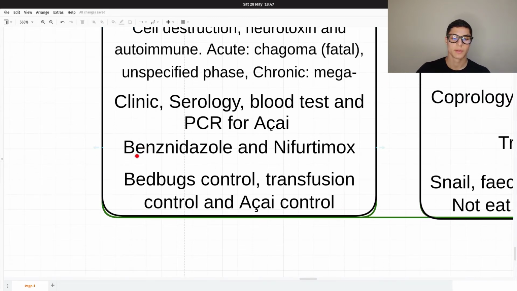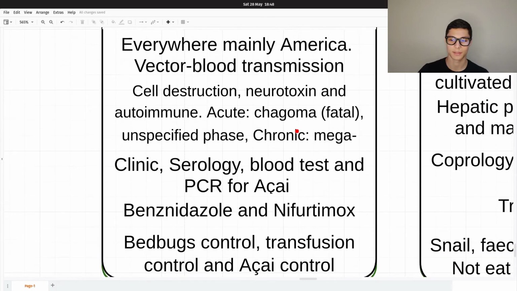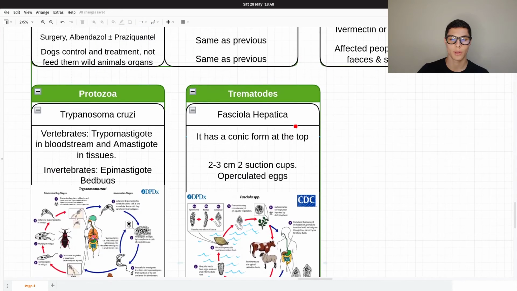The treatment, benzimidazole and nifurtimox. The prophylaxis, the bed bugs control, transfusion control, be careful with that, and acai control. You don't want to eat acai if the PCR is positive to that. And then we have Fasciola hepatica.